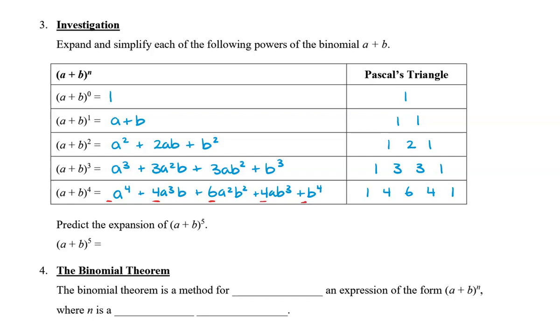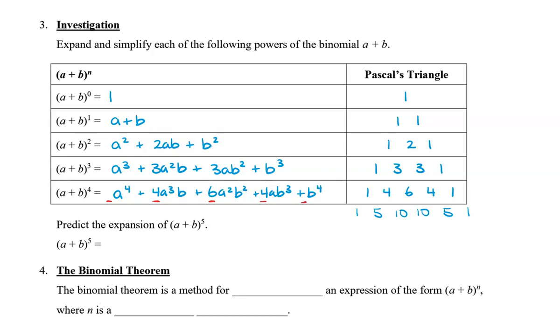And that is not by coincidence. Knowing this, we can now predict the expansion of a plus b to the power of 5. If we list the next row in Pascal's triangle, we know it's going to be 1, 5, 10, 10, 5, 1. We also notice other things: the exponents of a are decreasing, but the exponents of b are increasing. It starts with b to the 0, 1, 2, 3, and 4.